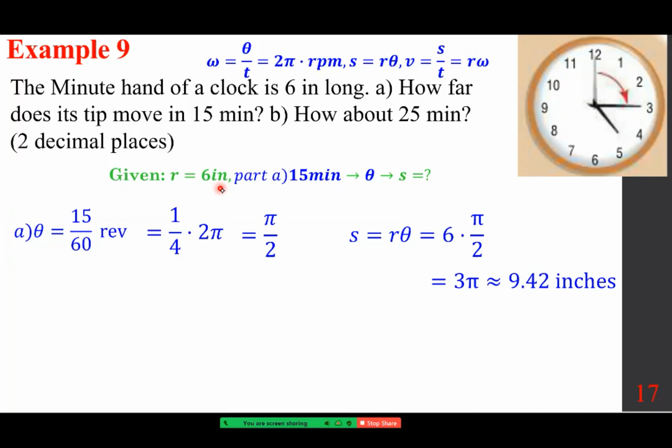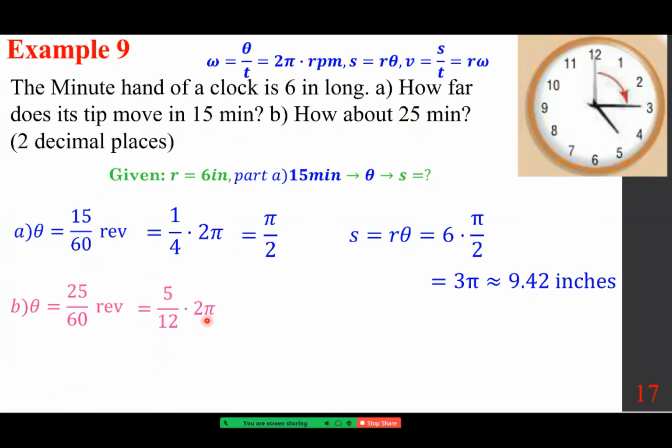Now part B repeats itself. We just figure out this value, theta, for 25 minutes. So instead of 15, we're going to use 25. So part B is being repeated. We are just changing the 15 minutes to 25 minutes.